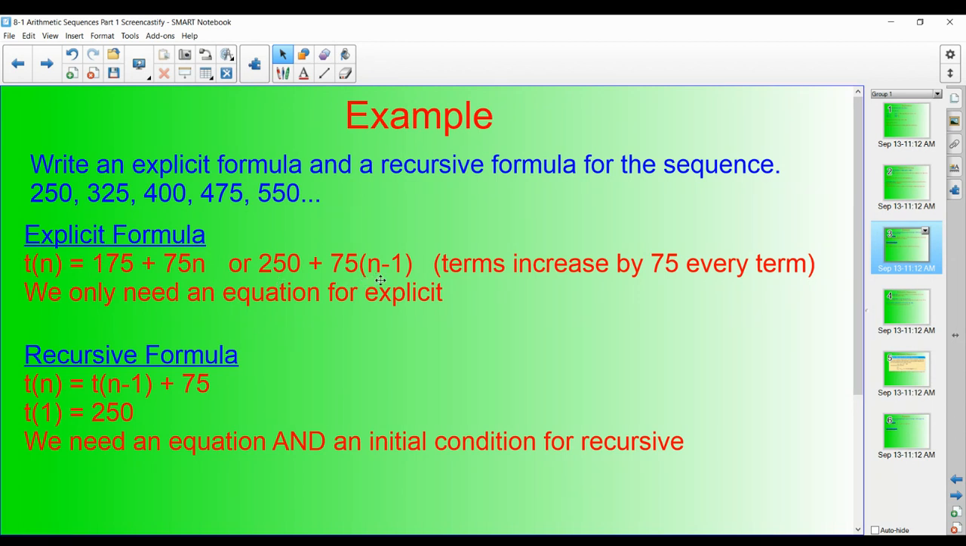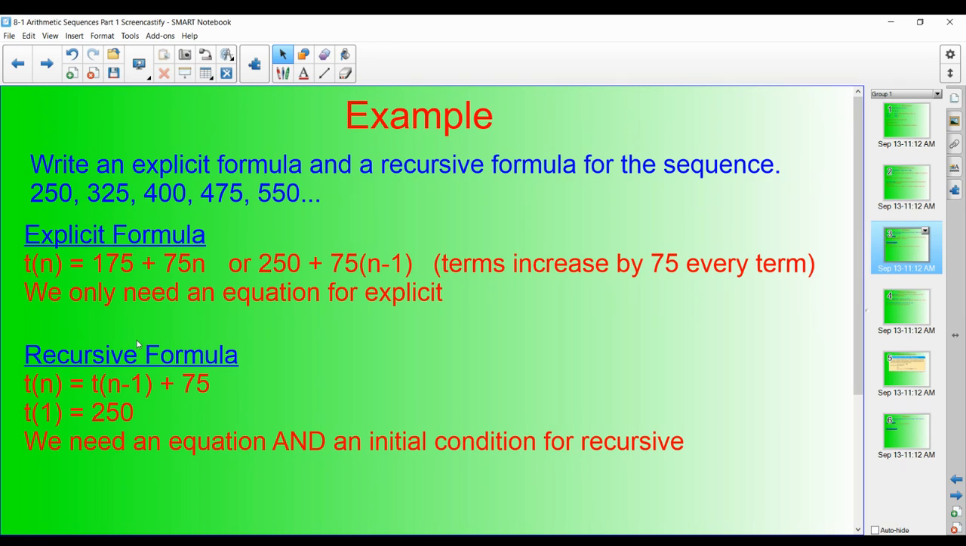Or we're going to learn this notation. This is going to be called first term notation, where I write the first term, and then instead of writing n, I'm going to write n minus 1. So explicit is just the equation that finds me each term. I can put whatever number I want in for n, and I can find that term.